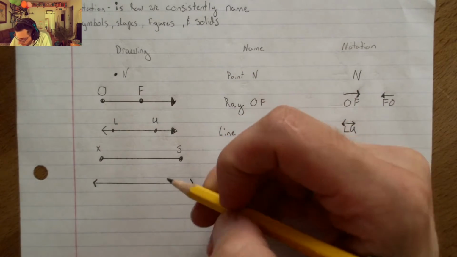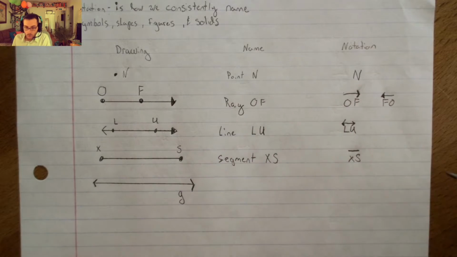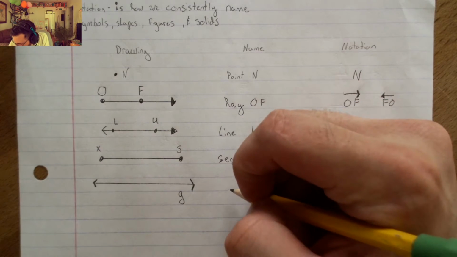What you'll see here is a lowercase letter, for instance, lowercase g. Typically, you'll see in your diagrams a lowercase l.